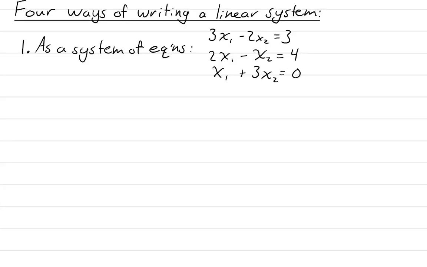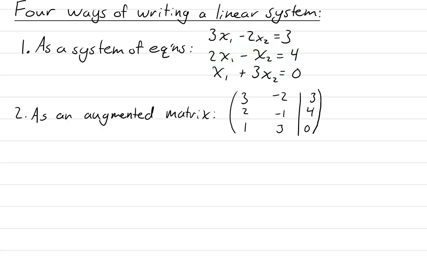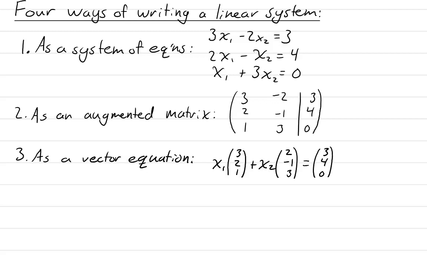Now, let's summarize the different ways we have to write a system of linear equations, such as this one: 3x1 minus 2x2 equals 3, 2x1 minus x2 equals 4, x1 plus 3x2 equals 0. The first alternative we went over was an augmented matrix like so, which again is just another way of writing the original system, but without all of the x symbols and the equal signs, just saving some paper and some ink. Then we saw how we could write it as a vector equation like so.